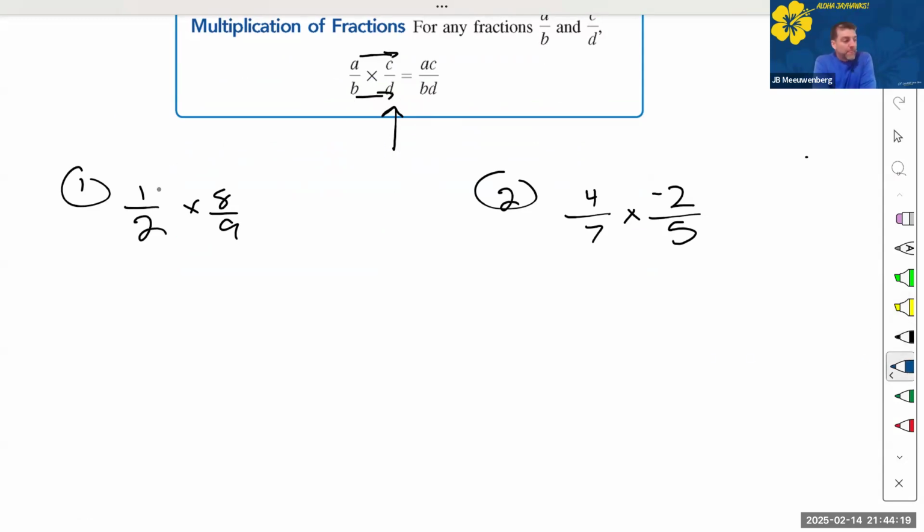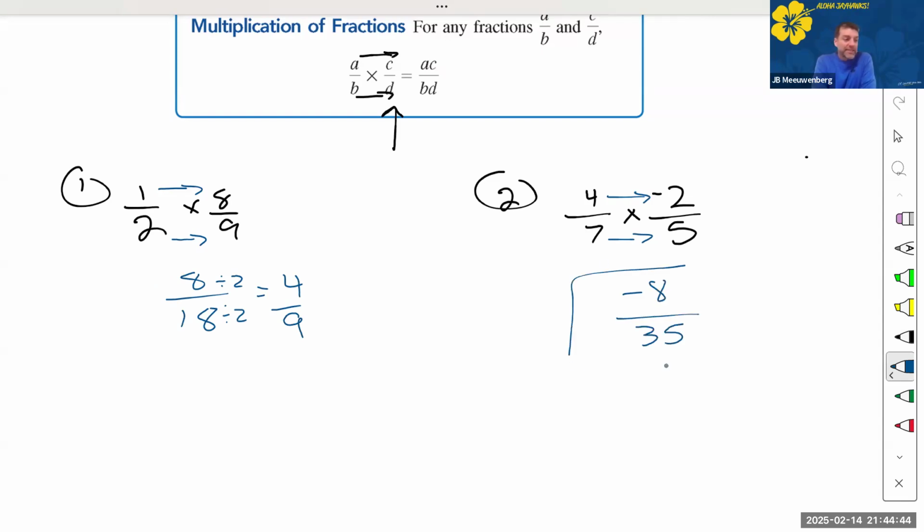So let's check. We just learned we are multiplying numerators and numerators and denominators and denominators. So this one would be 8 over 18, and we can reduce that by dividing out a common factor of 2 to get 4/9. On this one, we get a negative number. 4 times -2 is -8. 7 times 5 is 35, and that's all we can do with that one.